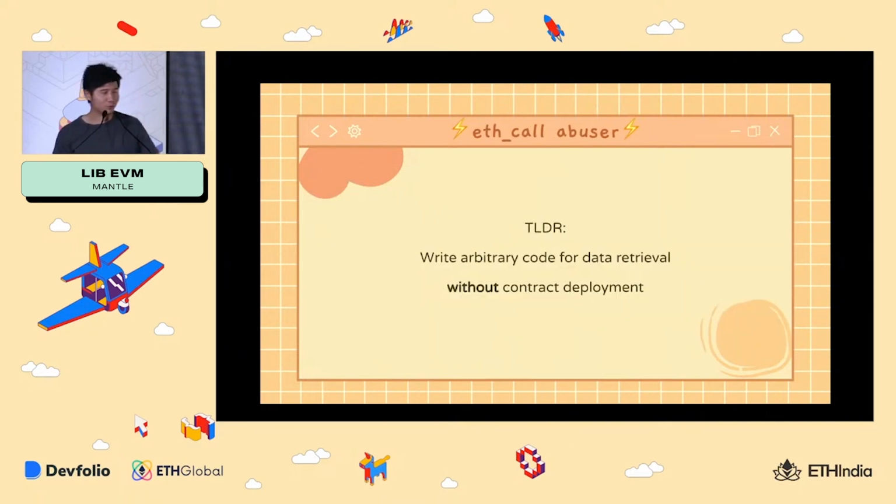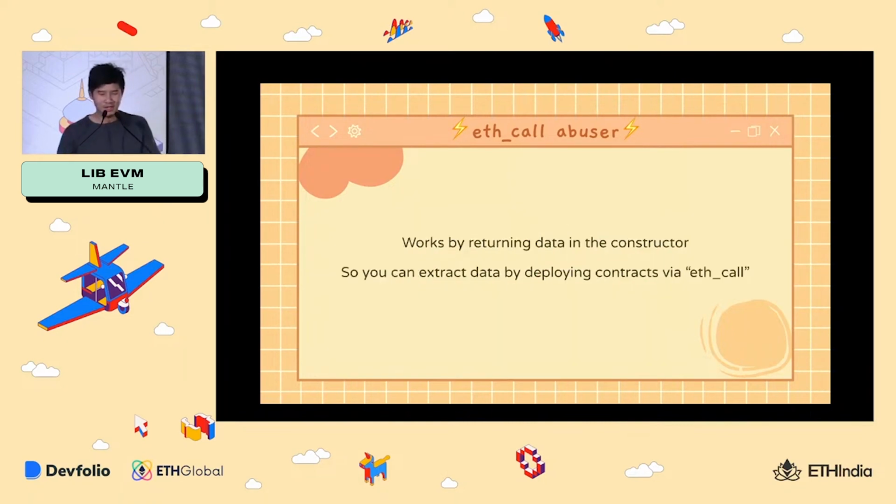So we'll speak through this a little bit, but TLDR is that you can write arbitrary code for data retrieval without the contract deployment, and how you do that is by abusing the eth_call opcode, the eth_call JSON RPC call. So this works by returning data in the constructor, because usually you don't return data in the constructor in Solidity. You can't do that because why would you want to return data in the constructor?